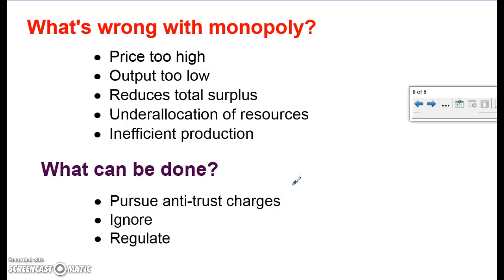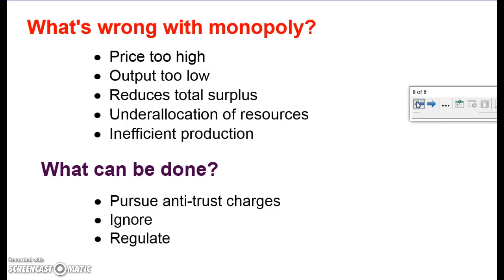So what is wrong with monopoly? This will be our last slide for this week. Monopolists charge a price that is higher than would be charged in perfect competition. They restrict output, so they produce less than would be produced in perfect competition. They reduce total surplus, and they actually create a deadweight loss because they produce a lesser amount.